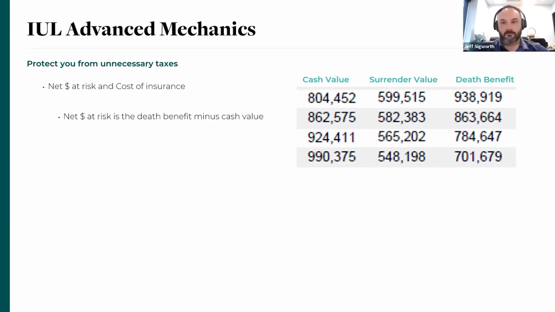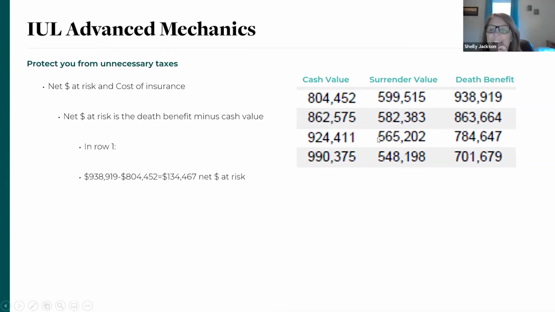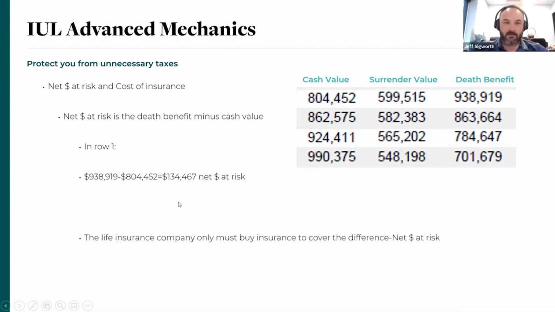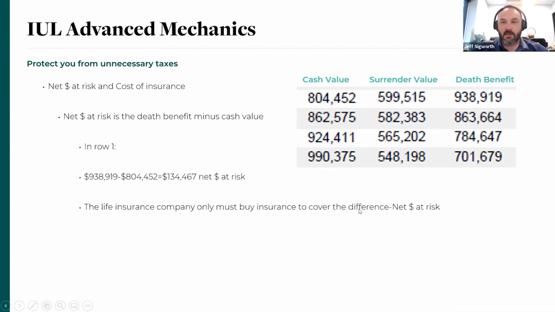Okay. Somebody just had an aha moment. I did. If you think of it in that way, it's huge. So yeah, Betsy's math was right. $134,467 net dollars at risk. The life insurance only has to cover me if these are my numbers, and I only have to pay for $134,000 of insurance at that point. This year, I only got to pay for $1,100. It's nothing. All that money is going into the cash value.